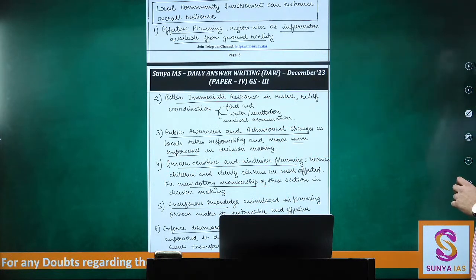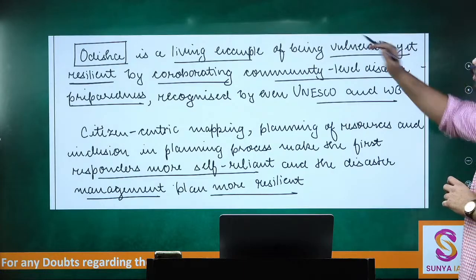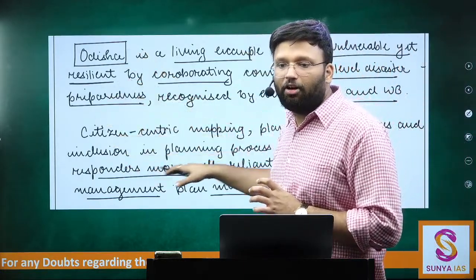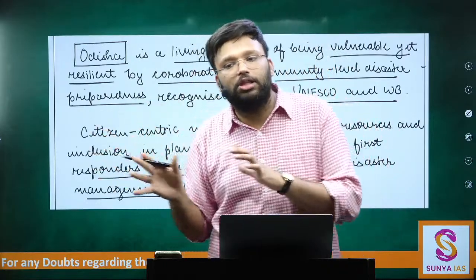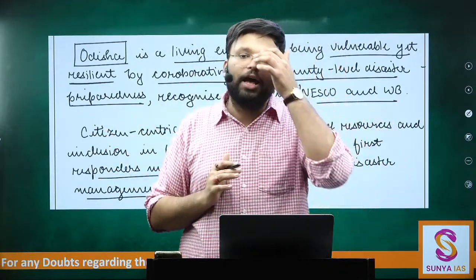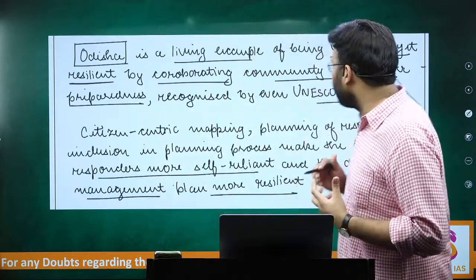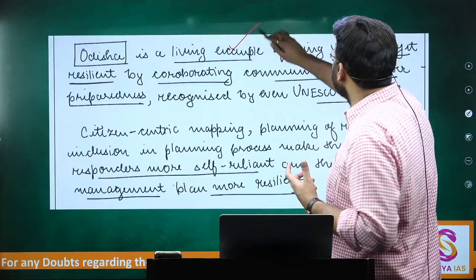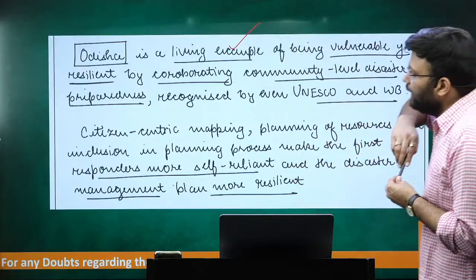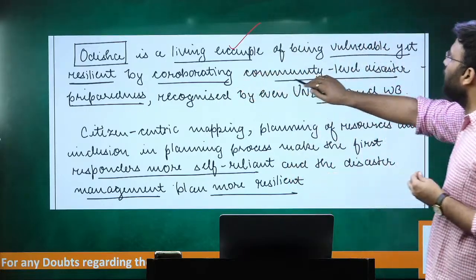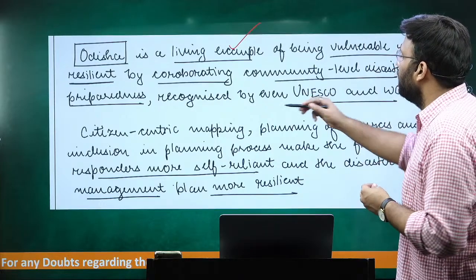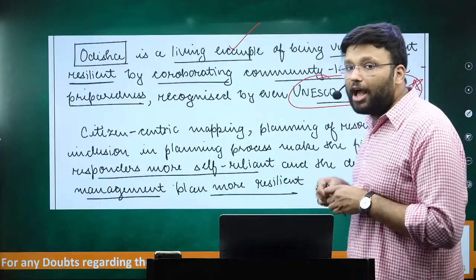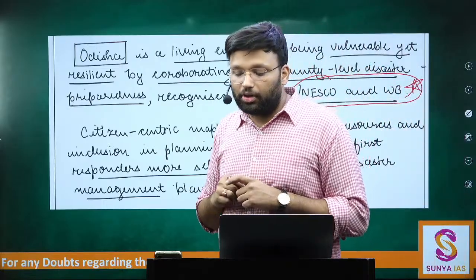Right? Now this point is really nice. You can give this kind of example while you are trying to conclude your answer, where you give a certain kind of best practice. What is the best practice? Odisha is a living example of being vulnerable yet resilient by corroborating community level disaster preparedness, recognized by even UNESCO and World Bank. What could have been better?